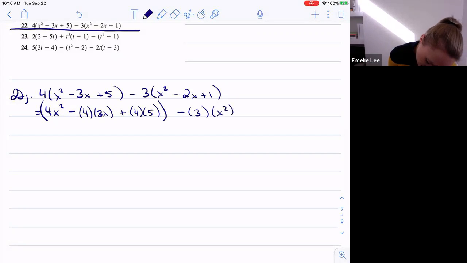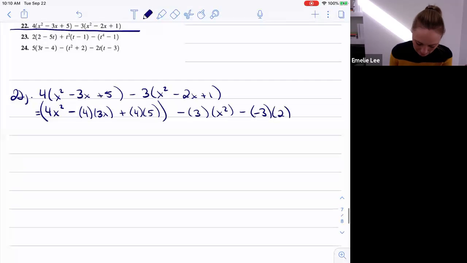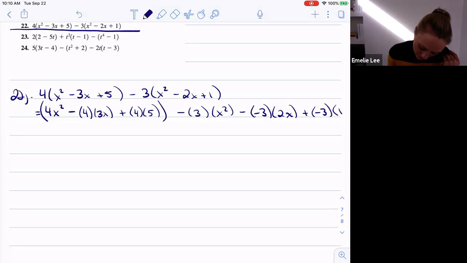times x squared. Now here's where I need to be careful. I've got minus -3 times 2 because of the -2, so there are a couple of different options. You could keep the negative on the 2 and just have a plus here. I broke it up. Maybe I'll do 2x. And then plus -3 times 1. So lots of different ways you could show it.